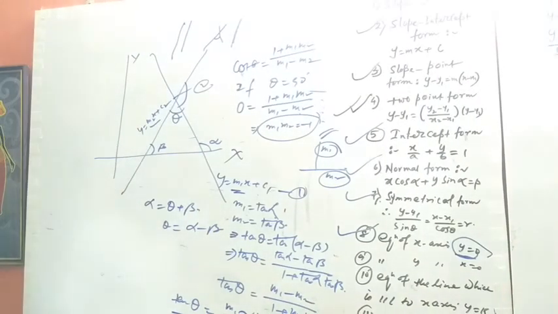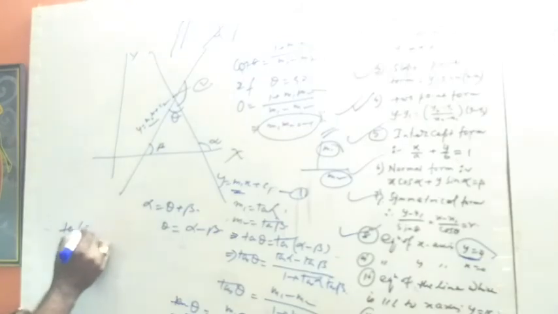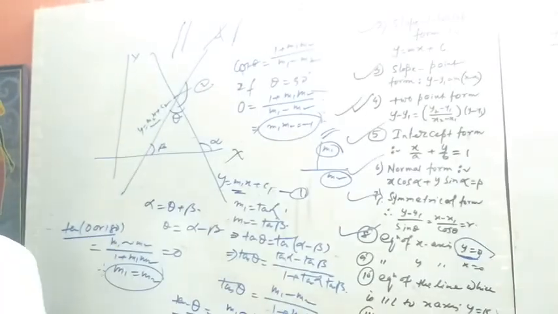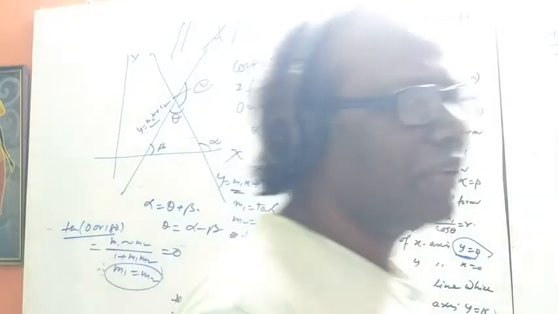Now see here, when theta is 0 or 180 degrees, tan theta is equal to (m1 minus m2) by (1 plus m1 m2), and this is 0, so that's why m1 is equal to m2. So we got the relation m1 equal to m2 when the two lines are parallel.